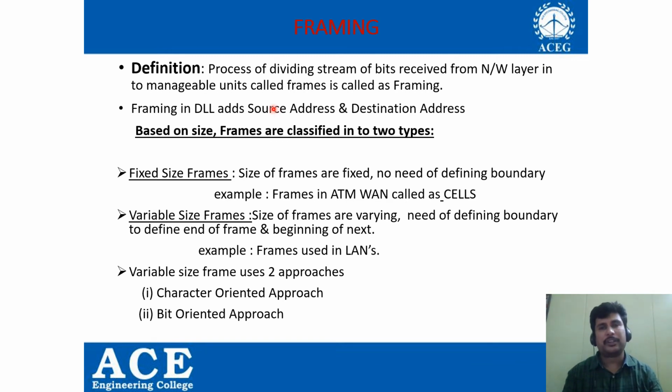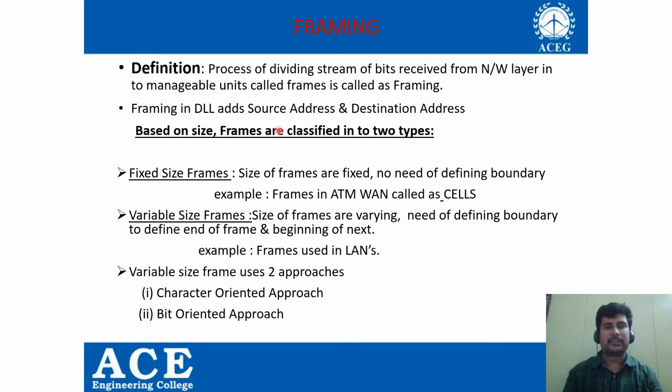The process of converting the data from the network layer, which is in the form of packets, into frames is referred to as framing. In framing, we receive the data from the network layer, add a header and trailer to it, and convert it into frames. The header part consists of the source address and the destination address, and the trailer part consists of the error detection and correction data.